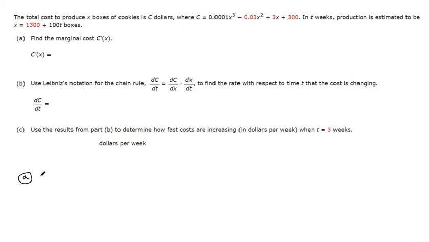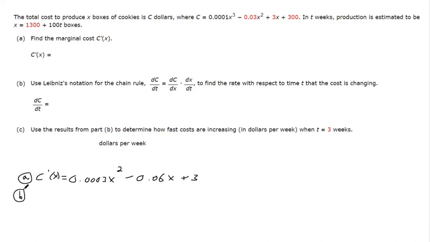So the marginal cost is the derivative of the cost function with respect to x. So 3 comes down and multiplies, and then the power gets reduced by 1. The 2 comes down and multiplies, the power gets reduced by 1, and then that 1 comes down and multiplies, power is now 0. So there's our derivative.